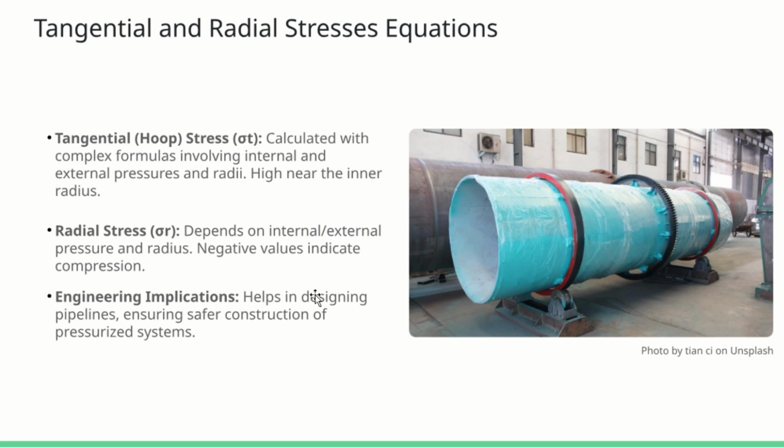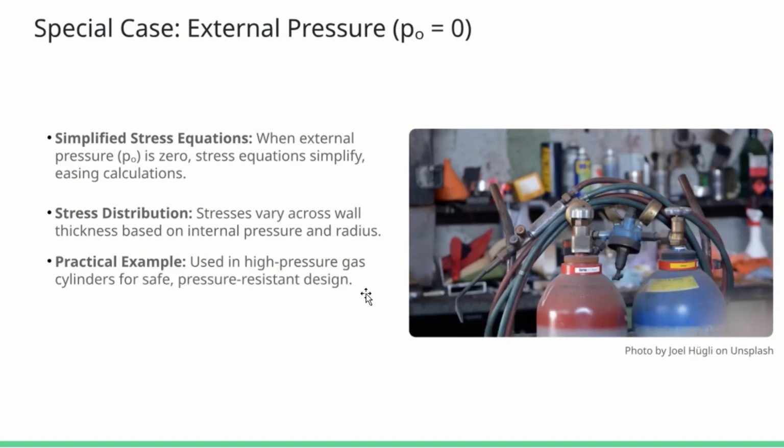Radial stress depends on internal and external pressure and radius. Negative values indicate compression. In application, this helps in designing pipelines, ensuring safer construction of pressurized systems. Special case where P naught equals zero: the simplified pressure equation when external pressure is zero. The stress equation simplifies the calculation. Stress distribution: stress varies across wall thickness based on internal pressure and radius. A practical example is its use in high pressure gas cylinders for safe, pressure-resistant design.